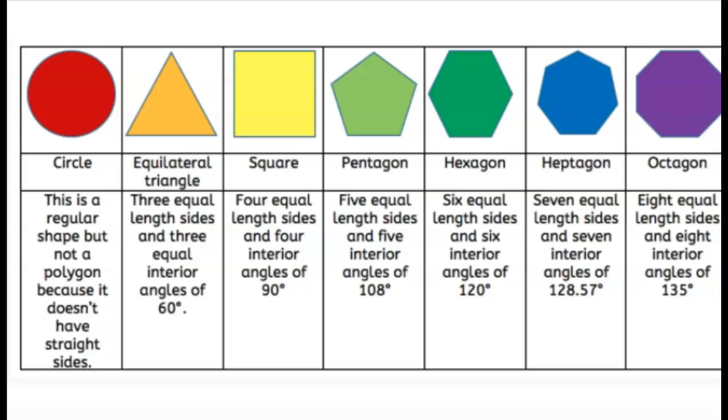Okay, this gives you a little breakdown of some of the characteristics of each of these shapes. A circle, while it is a shape that we will look at, is not a polygon, because remember, to be a polygon you have to have all straight sides. So that is the one shape that's in this group that is not a polygon. Okay, so equilateral triangle: any triangle has three sides, but an equilateral triangle has three equal length sides. Okay, so these are all your regular shapes and the characteristics of those shapes.